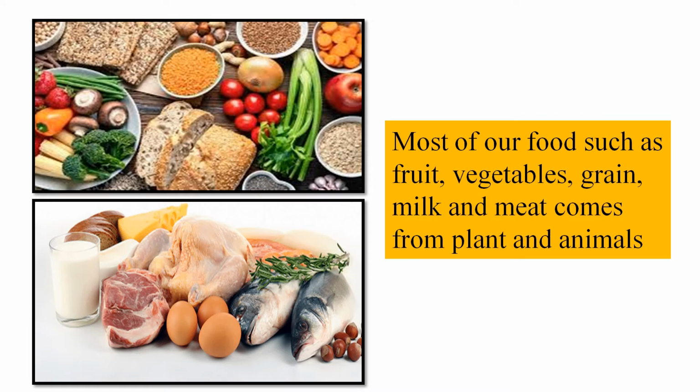Students, most of our food such as fruit, vegetables, grain, milk and meat comes from plants and animals. And different plants grow in different seasons and climatic conditions. Rice, for example, needs more water than wheat and barley. This is the reason why farmers grow some crops in some areas and not in other areas.